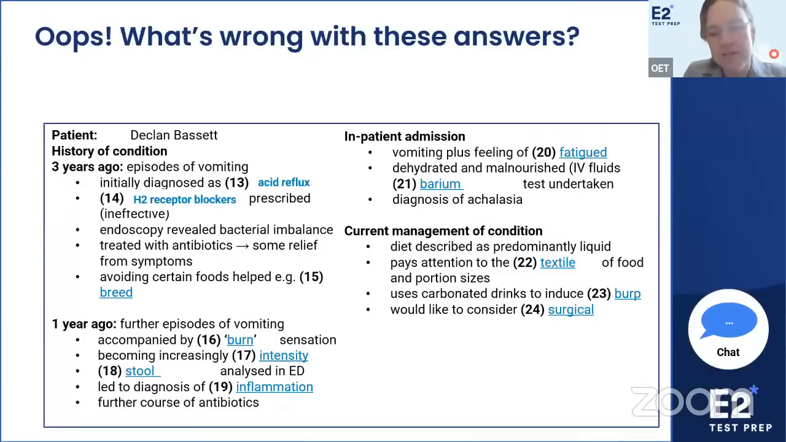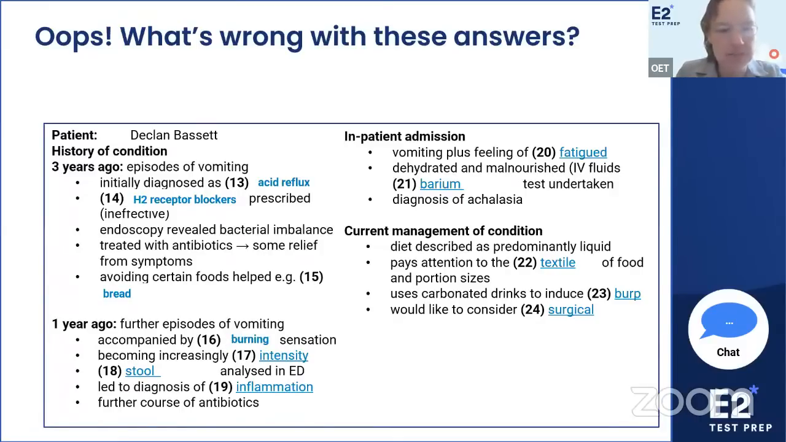Now, 15, unfortunately, is misspelled. It should be bread, spelled B-R-E-A-D. Yeah? Now, because bread is a common word, we want it to be spelled correctly because the OET is reflecting your ability to work in an English-speaking environment and to spell words correctly, especially common words. So unfortunately, if you didn't get that word spelled correctly, you would lose the point. Okay, 16 should be burning.